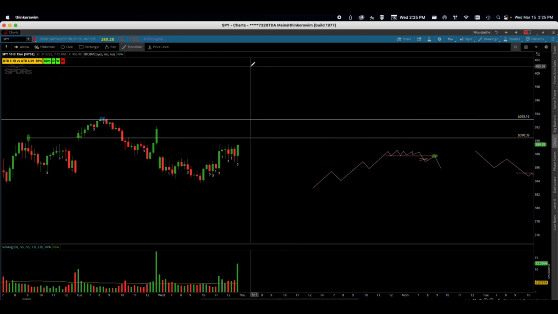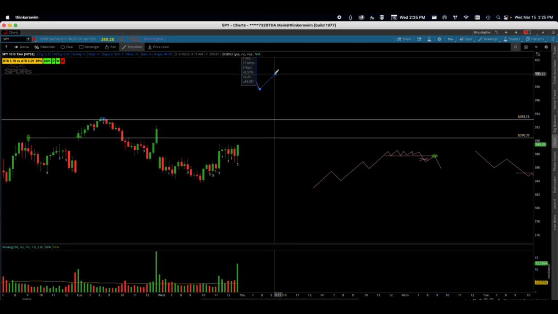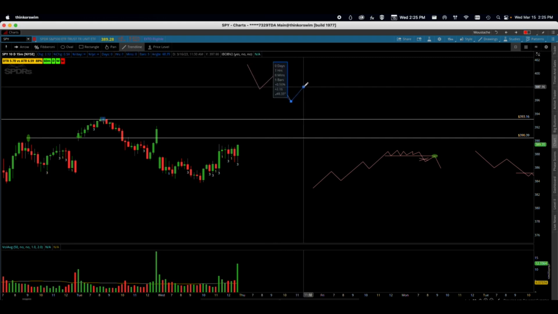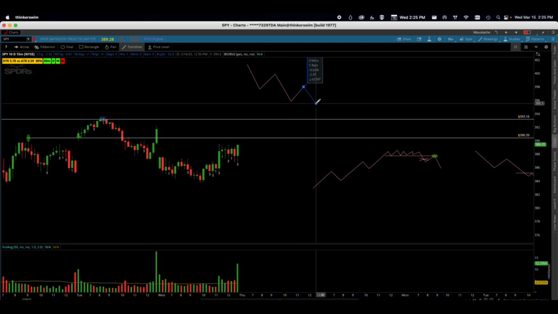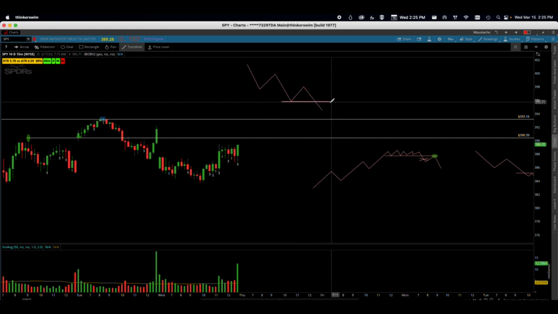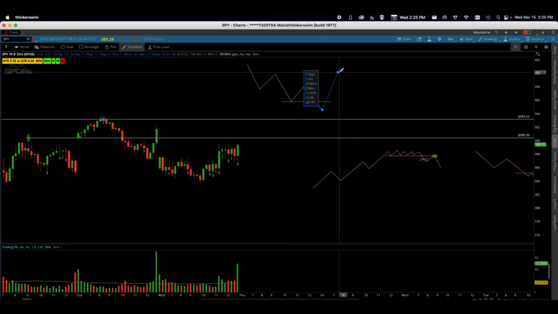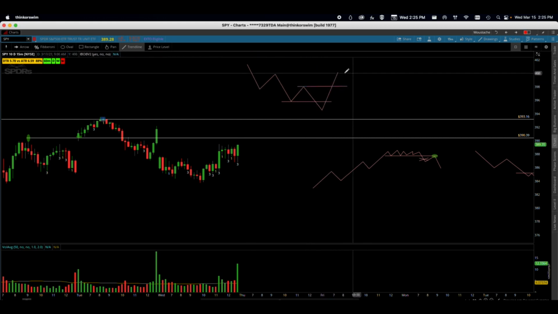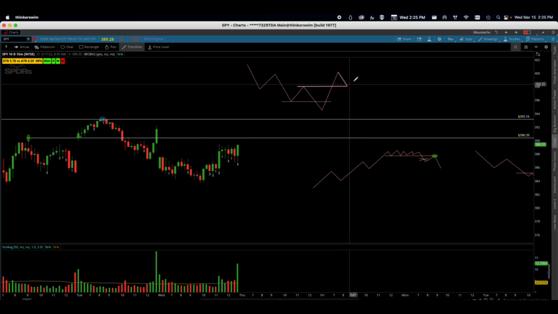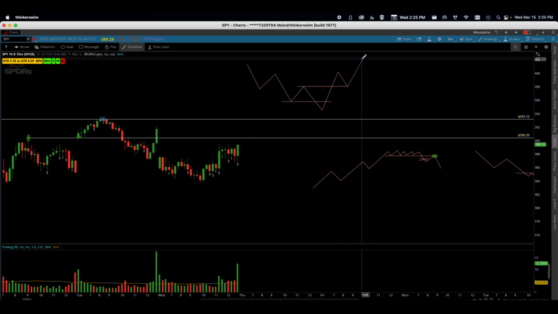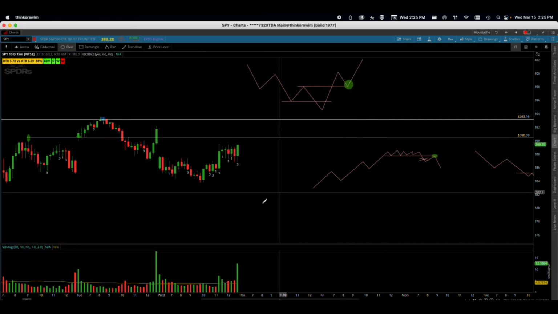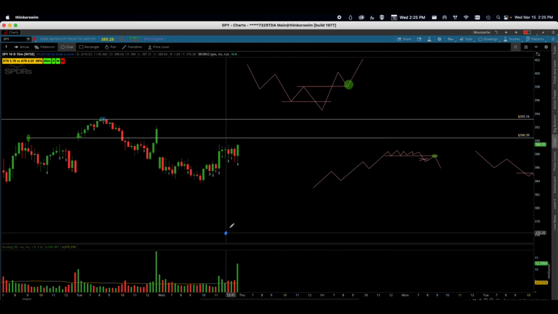Just zoom out. Another one you can draw, same concept, making lower lows and lower highs until eventually you get something like this where it makes this new low, but then skyrockets up past that previous high like this and then retest there. And that's your entry. Same thing for the downside.